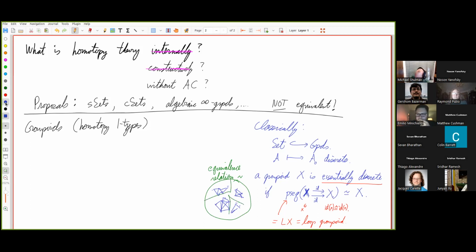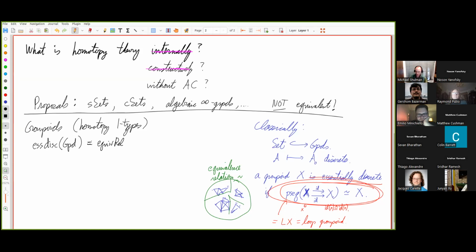And so classically, this category of equivalence relations, which are characterized in purely 2-categorical terms by this property, is equivalent to the category of sets. Now, without the axiom of choice, however, this isn't really true anymore. So what the essentially discrete objects of the category of groupoids are, again, these equivalence relations. So you might say the category of equivalence relations.